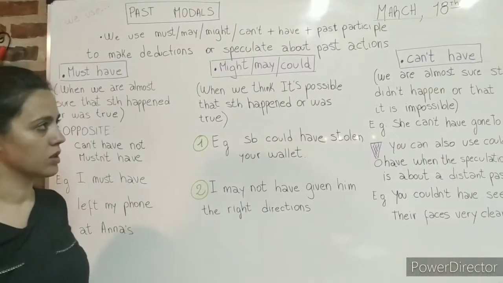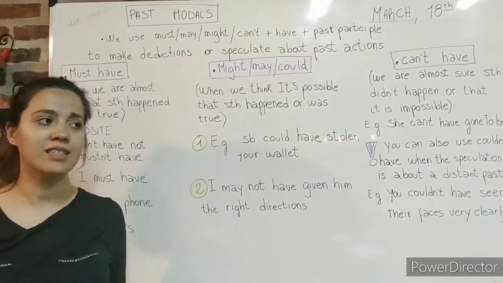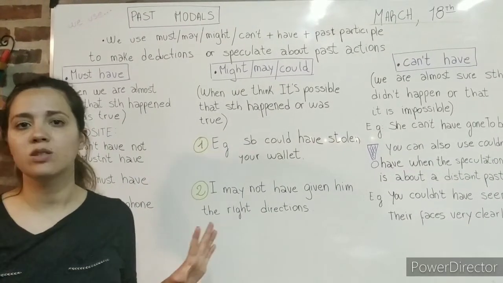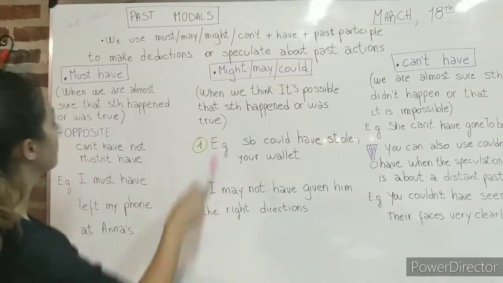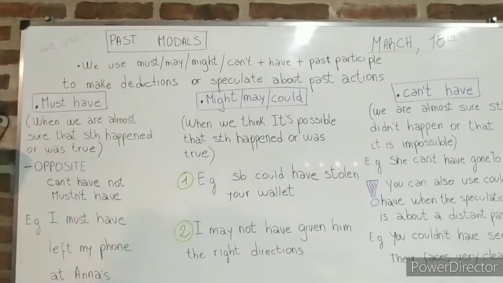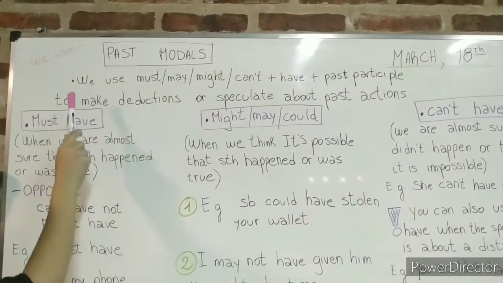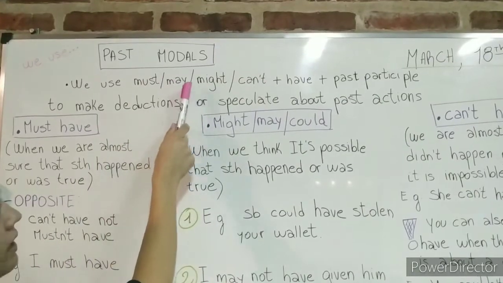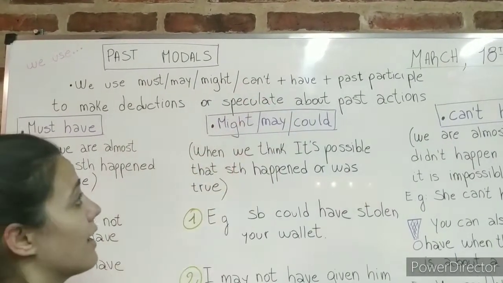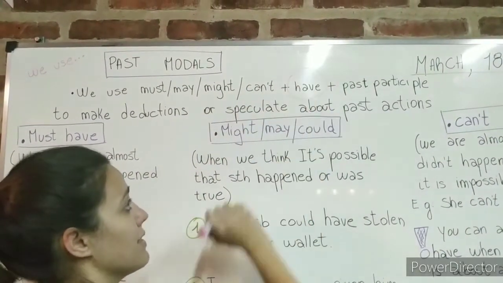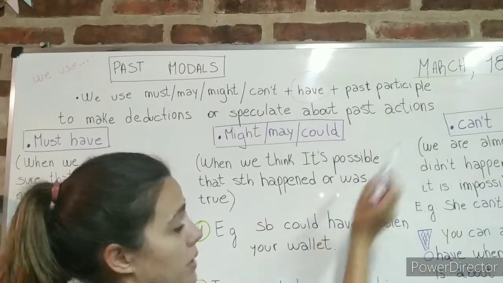Well, here we are, now we're going to see what do we have with these past modals. Well, the title, again, past modals, and now we know that we use must, may, might, can't, plus have, remember, plus have, plus the past participle.